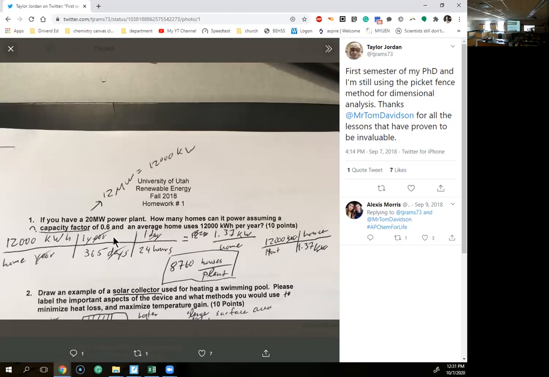Dimensional analysis, I call the picket fence. It is the process of lining up terms and units so that you get only the unit you want in your answer. He could have put these also in there. It's the same process. So if you have a 20 megawatt power plant, how many homes get power, assuming the capacity factor is 0.6 and an average home uses 1,200 kilowatt-hours per year, whatever. You know, this is a process. If it clicks, you can use it in all sorts of things.